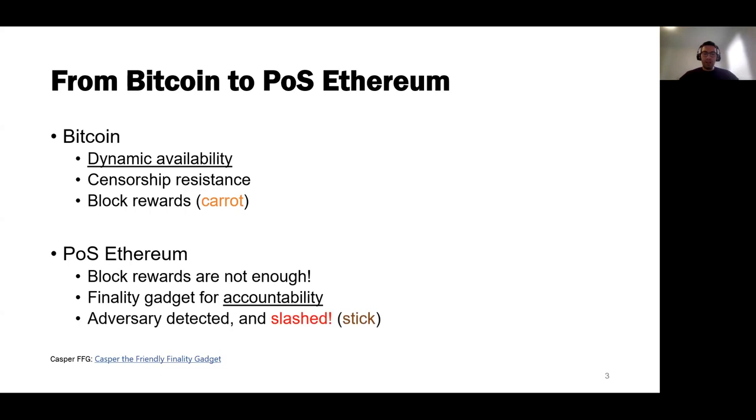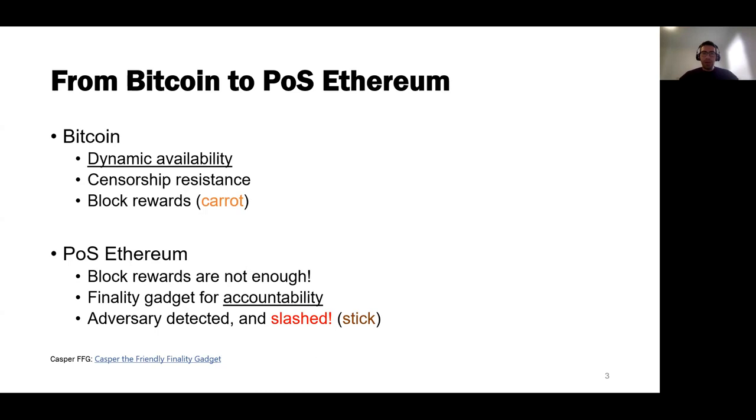This enables the protocol, upon detecting the adversary, to impose financial punishments, such as slashing of its stake. Thus, proof of stake Ethereum provides stronger incentive alignment through not only the use of rewards, but also punishments for protocol violations.